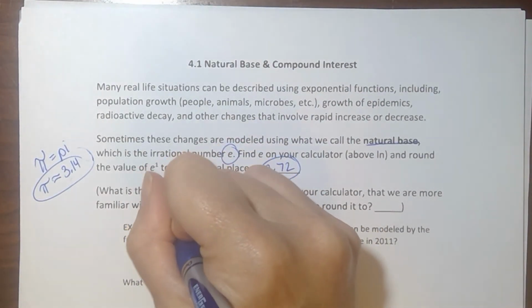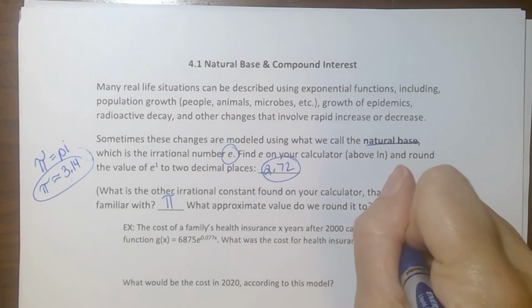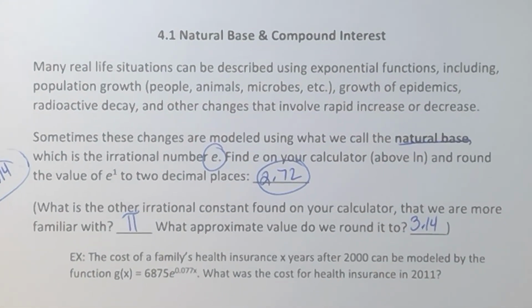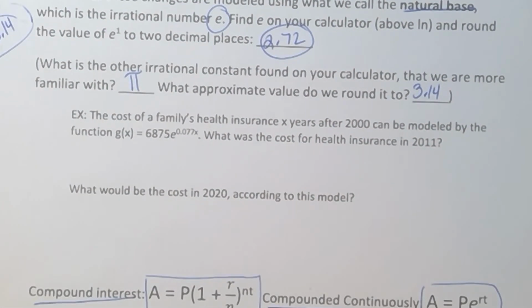What are we more familiar with? We're more familiar with pi, and we round it to 3.14. I tend to get ahead of myself. Okay, why do we care? Why does this matter? Well, we use base e in some application problems.